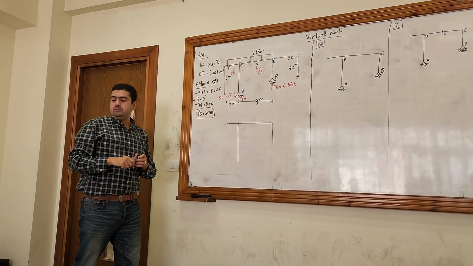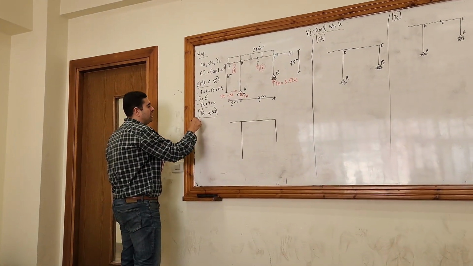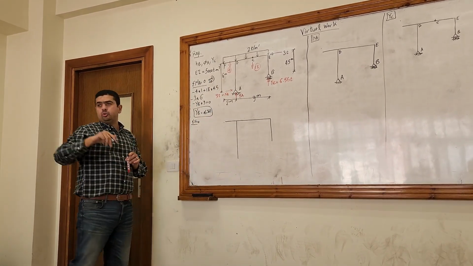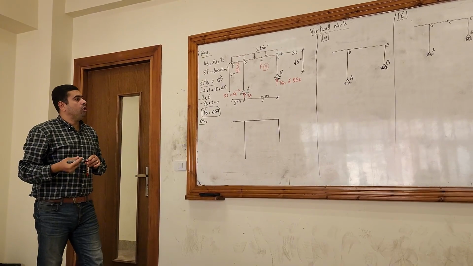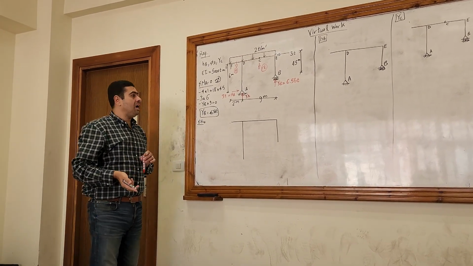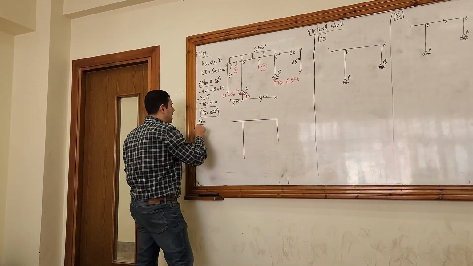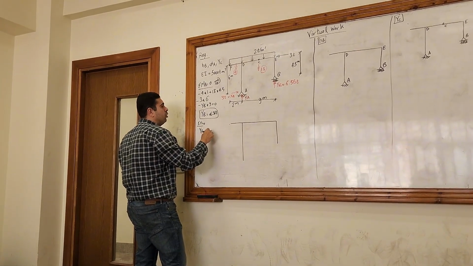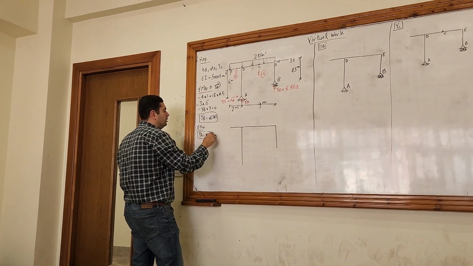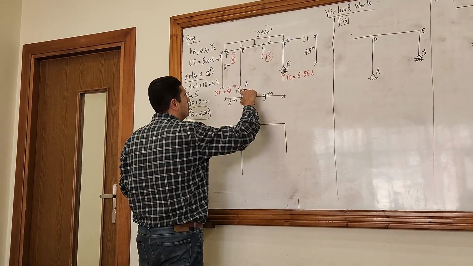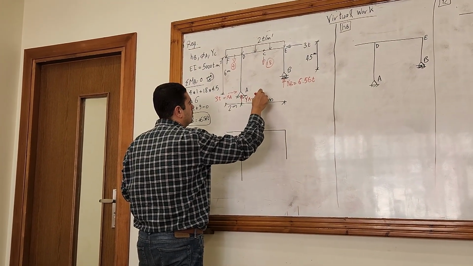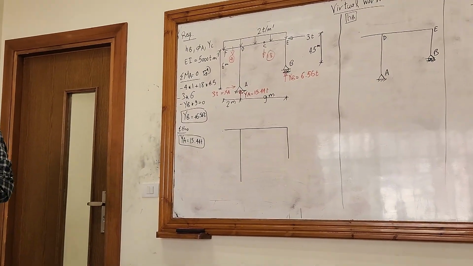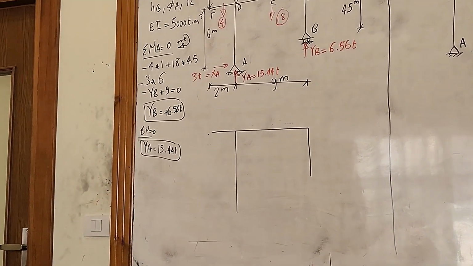Now I can use sigma y equals 0. I have 18 and 4, 22 downwards, and only 6.56 upwards. So YA has to be equal to 15.44 and upwards. So now I calculated the reaction. What will be the next step?